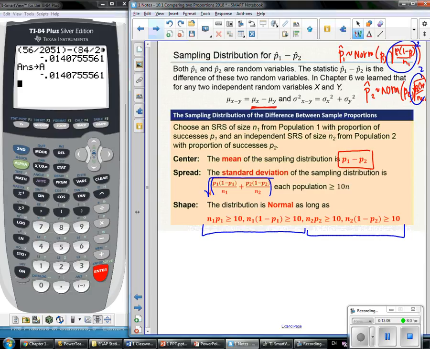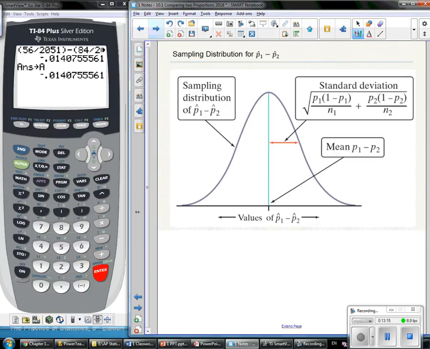So why don't we go ahead and verify that all the conditions for inference have been met for our situation. Oh, sorry, this is just an image of our sampling distribution for the difference in the two p hats. So our mean is simply the difference in the two parameters, and our standard deviation is just going to be the square root of the sum of the variances.